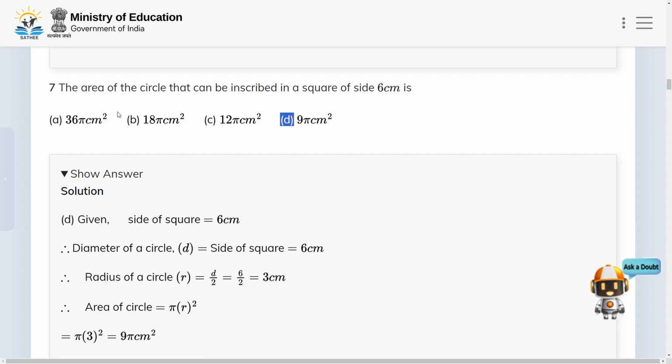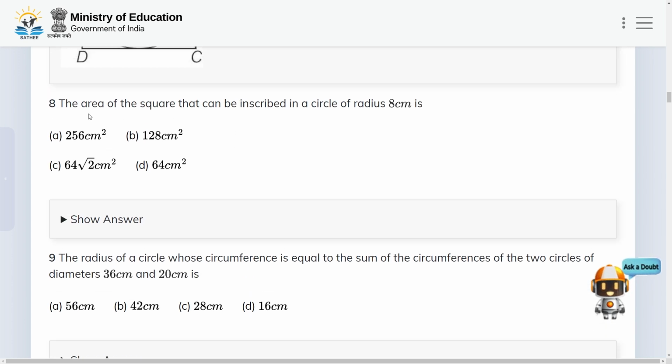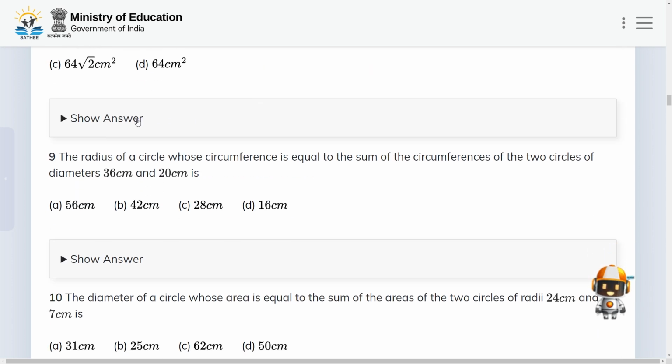Okay, so for this question the correct answer is option number D. And now let us move to next problem. So in next problem, here we have a square that can be inscribed in a circle of radius 8 centimeter. Then what is the area of the square? Okay, so let us find.